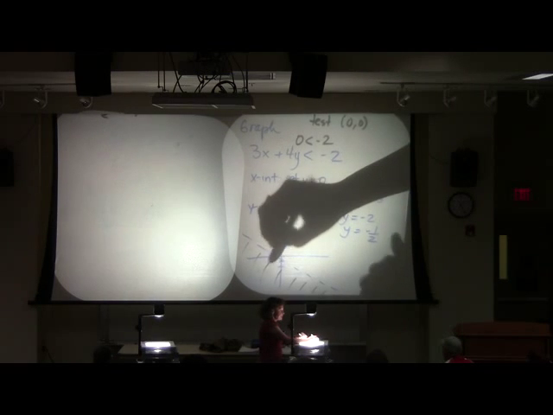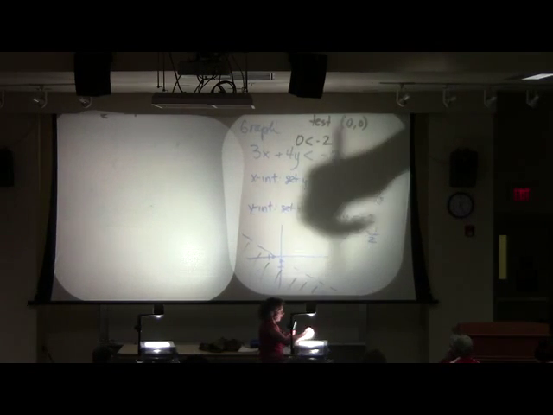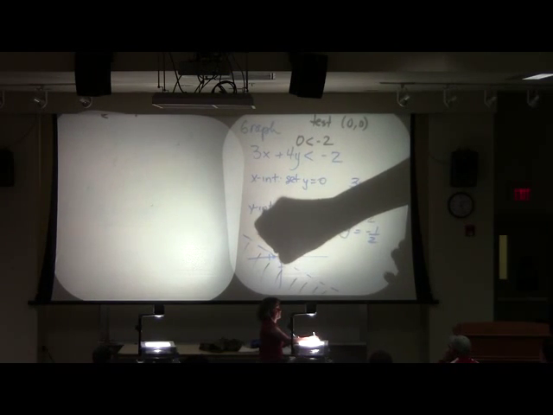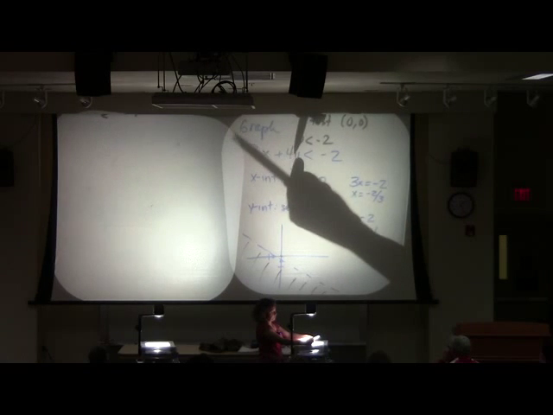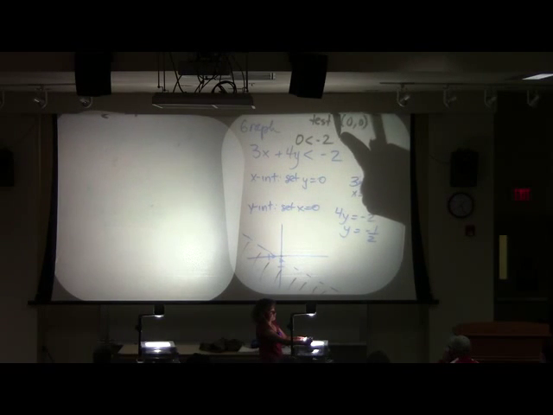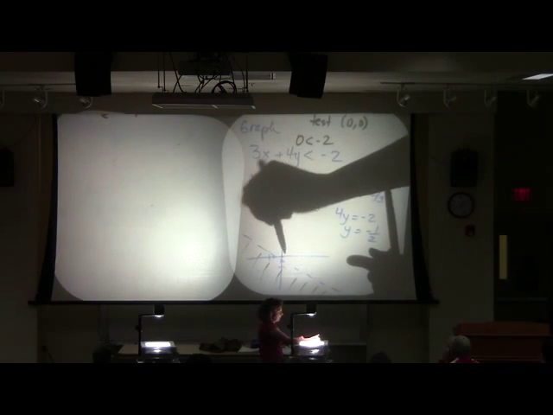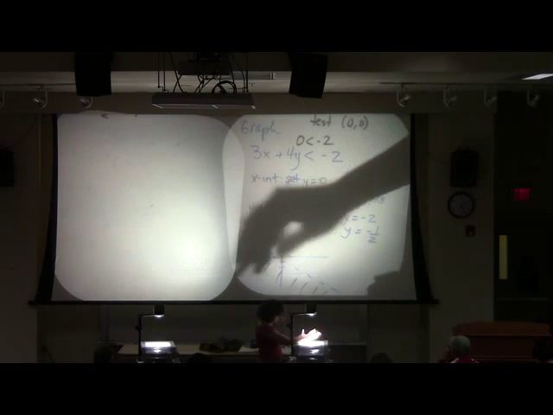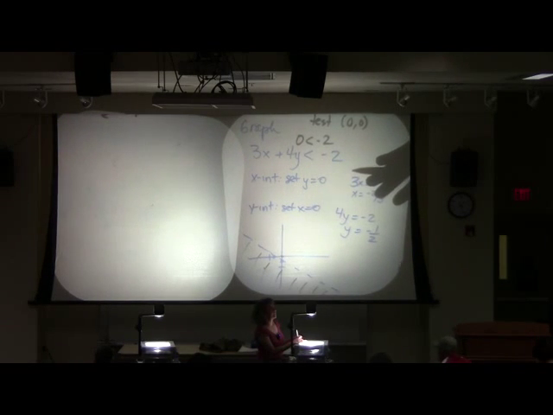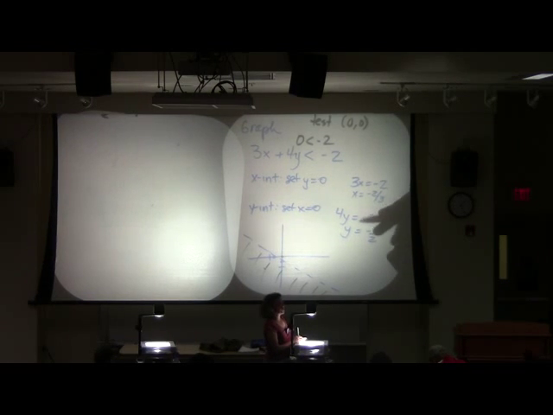Okay. You take a test point on one side or the other. I'm testing 0, 0, which is right here. Okay? Do you agree if I put 0, 0 in, I get 0 is less than negative 2? Do you agree that that is not true? So, if it's not true, you shade on the other side. If it's false, shade on the opposite side from whatever test point you pick, which more often than not is 0, 0.